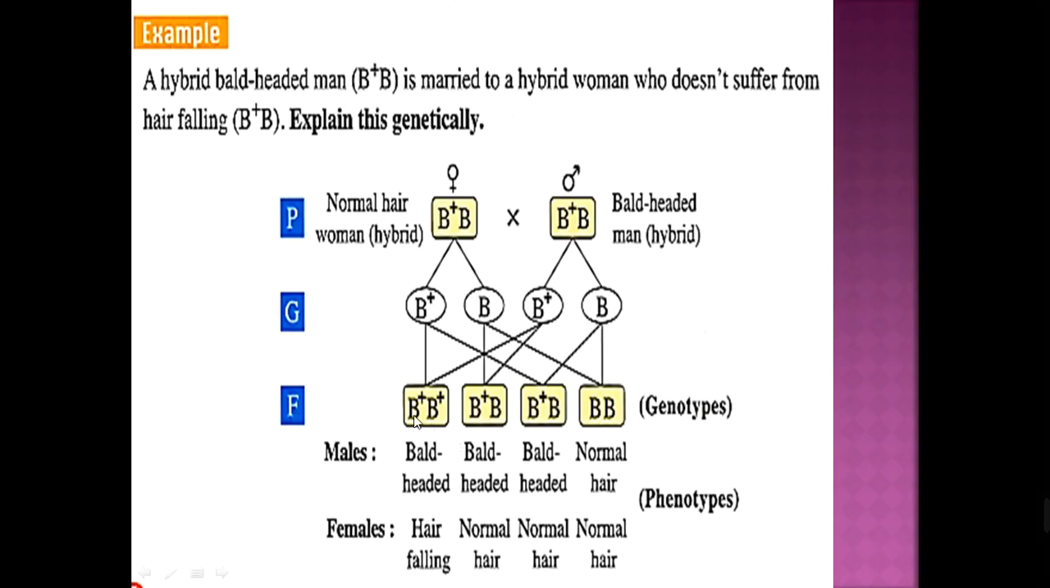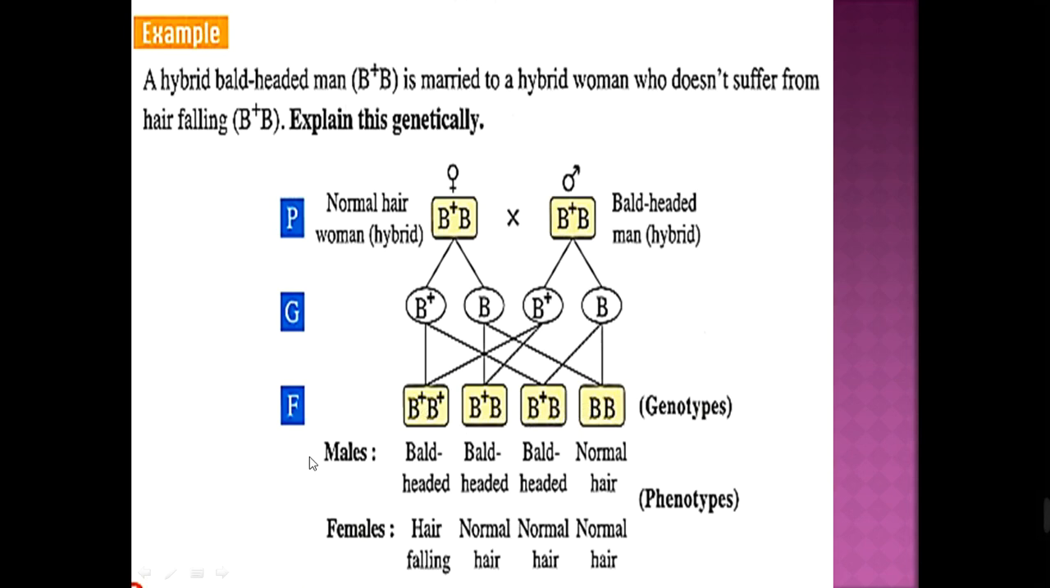So the gametes will make a fertilization with each other. So the first generation will be genotype B capital with 2 plus, B capital with 1 plus, B capital with 1 plus, and B capital with no plus.